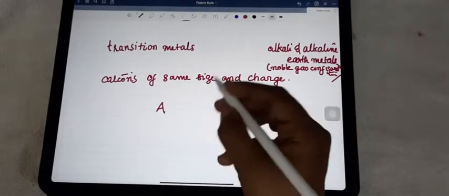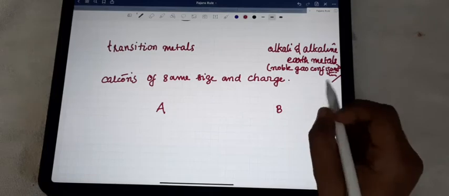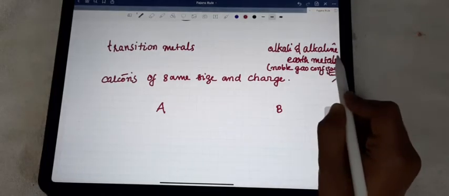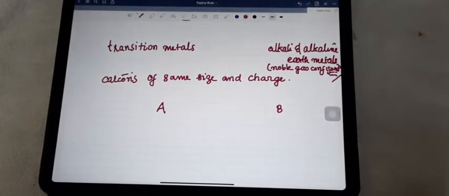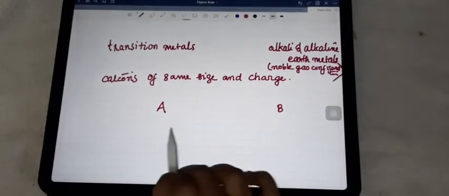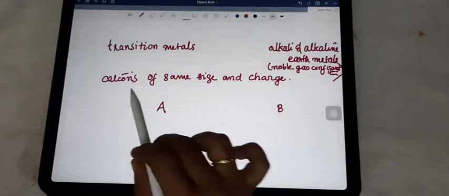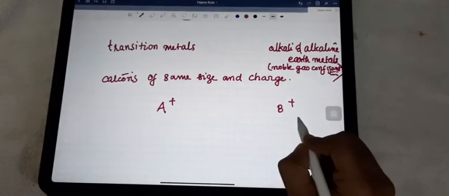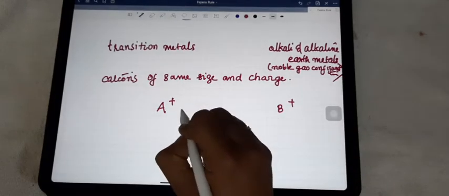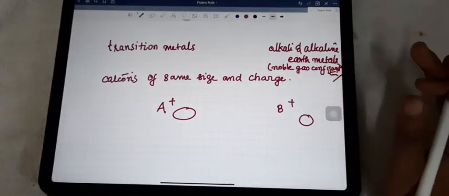So from transition metals you take one cation, and from alkali and alkaline earth metals you take the other cation. Here the alkali and alkaline earth metal cation almost has the noble gas configuration after losing electrons. When you compare these two types of cations, we take the same size and same charge cations. So if it is one charge, you have to take the same charge cation from this side. Whatever size it has, the same size cation also has to be selected from these cations. Okay.